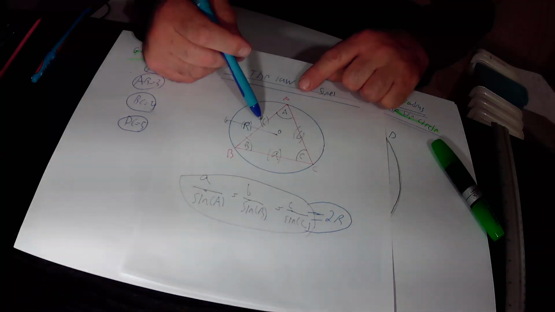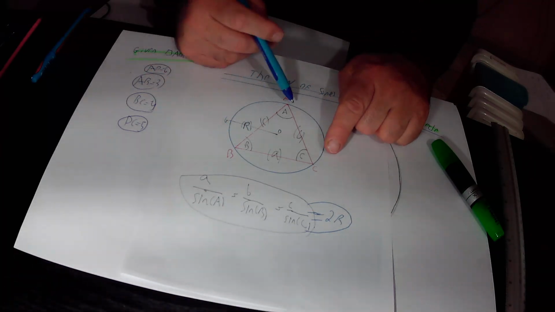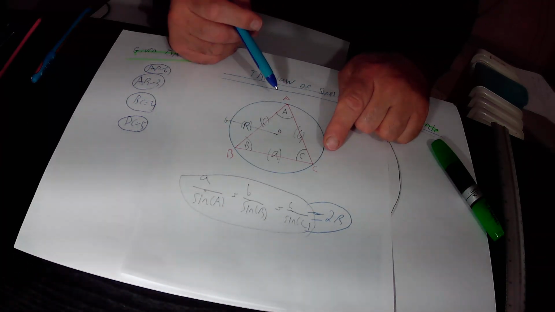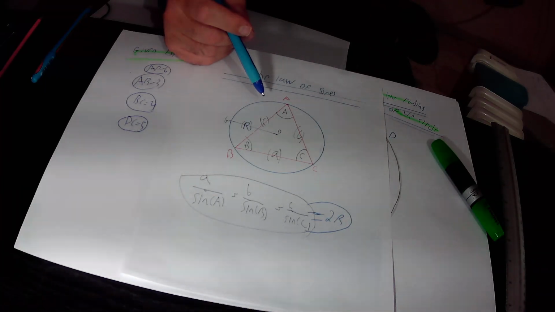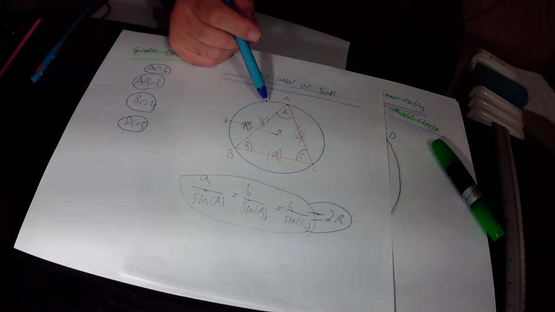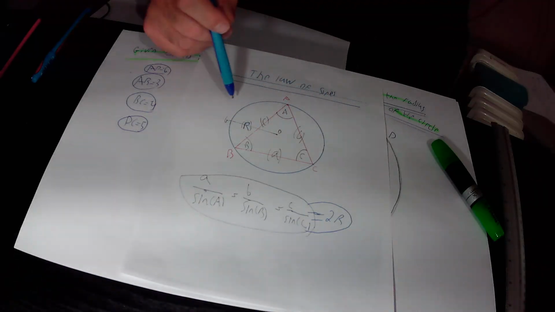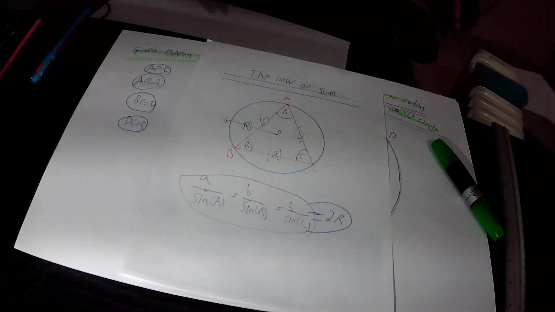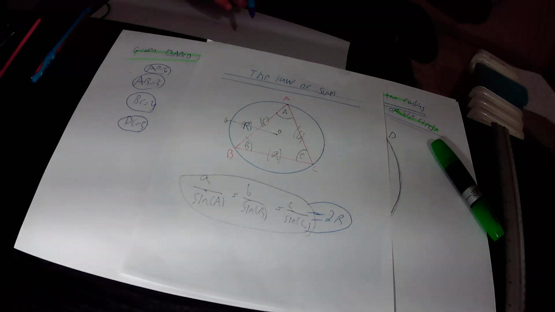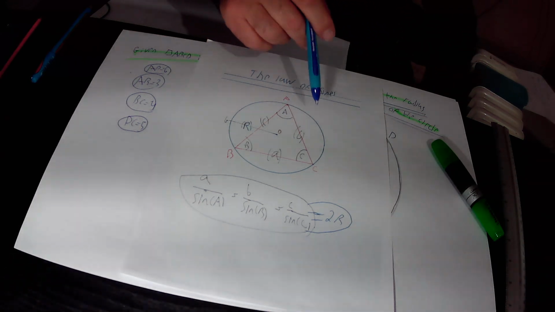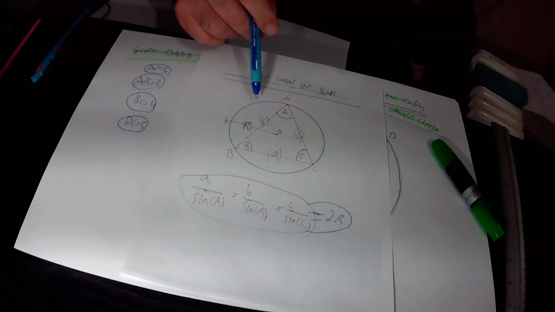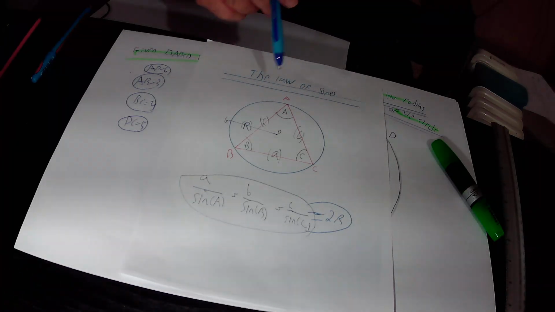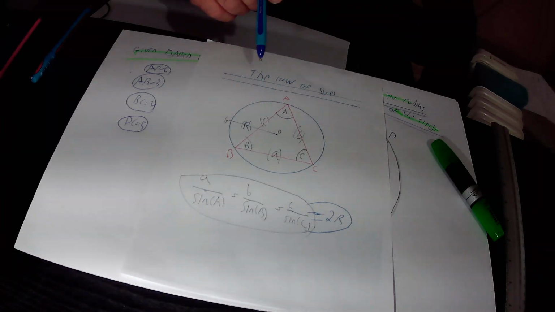AB equals C units in length, side BC equals A units, side AC equals B units. This triangle ABC is circumscribed by this circle, and the radius of this circle is R. According to the law of sines, the following equation holds: A over sin A equals B over sin B equals C over sin C equals 2R, and R is the radius of the circle that circumscribes triangle ABC.